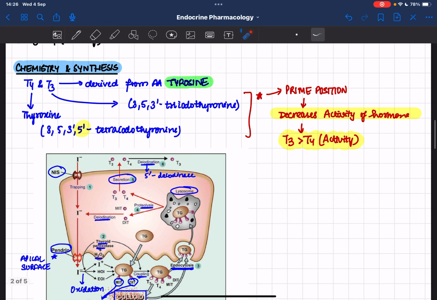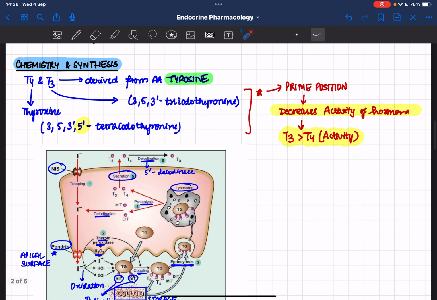Okay, coming to chemistry and synthesis. In chemistry, T4 is known as thyroxine or tetraiodothyronine. That means it has 4 iodides attached to it. And T3 is known as triiodo. That means there are 3 iodine attached to it. So how you should learn this is like, learn just 3 and 5. There will be 3, 5, 3 prime and 5 prime positions. Okay, you have to just learn this.